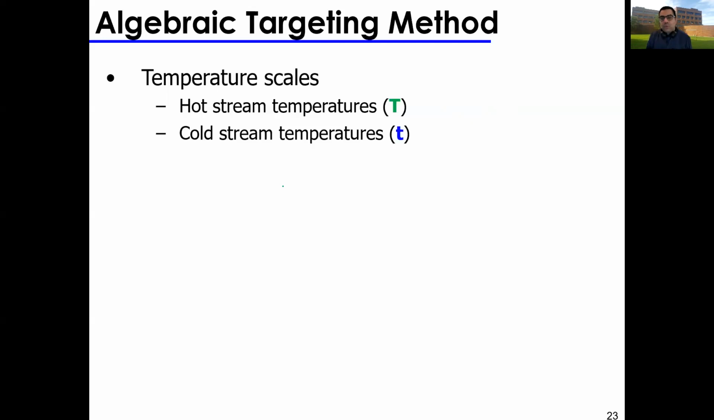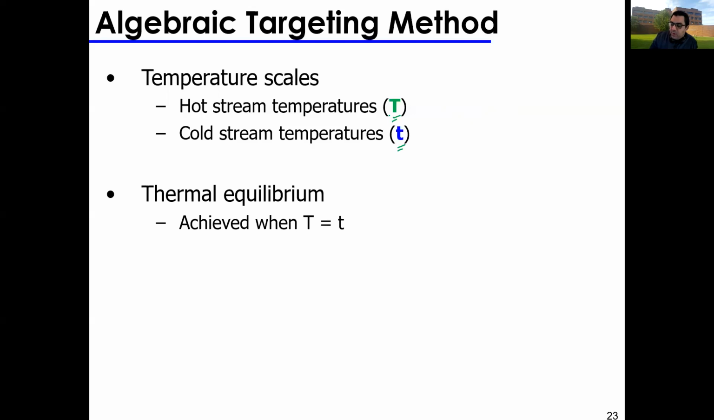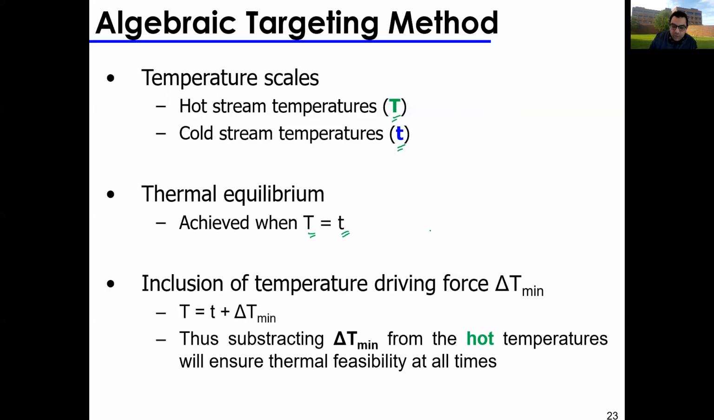Okay, so before doing it, I'm going to define a few temperatures or a few parameters. The hot temperatures will be capital T, the cool temperatures will be small t, and I have thermal equilibrium when T equals small t. However, in a heat exchanger, you don't want to have thermal equilibrium because at the point of thermal equilibrium, the heat driving force is 0, right?